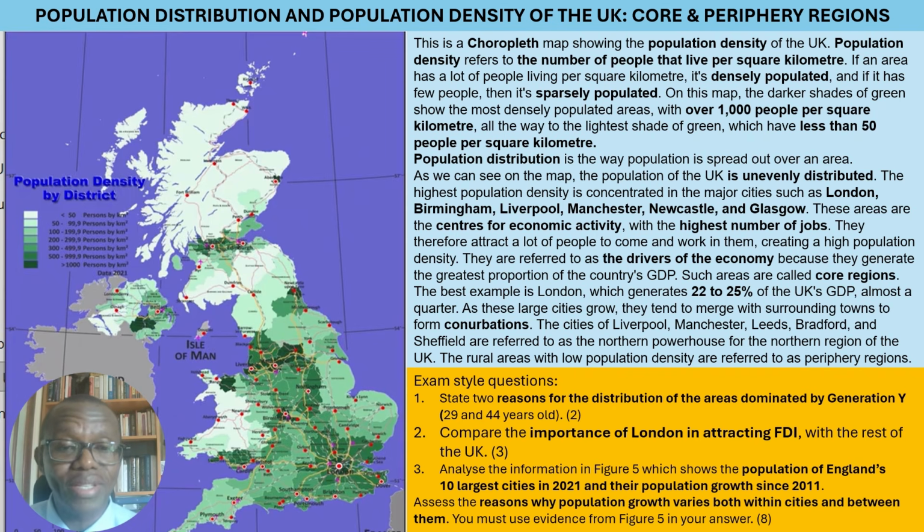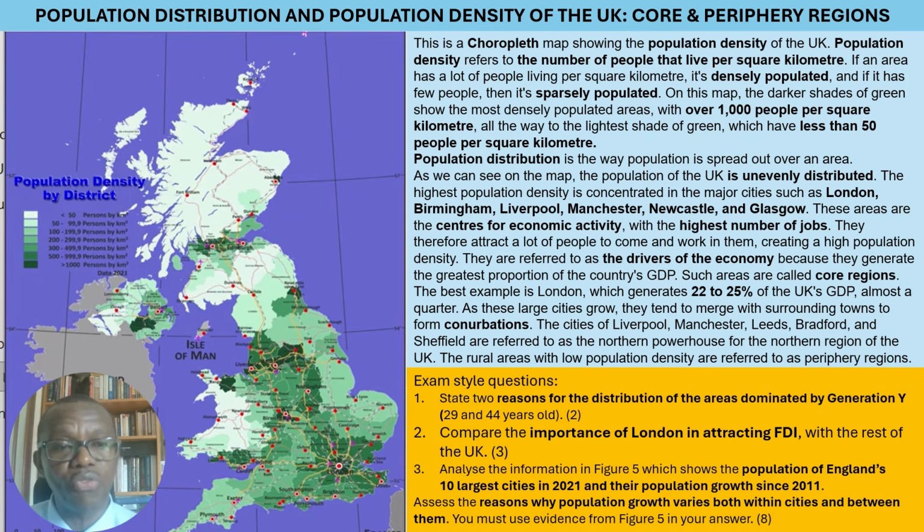This choropleth map here shows places that have got a population density of over 1,000 people. And as you can see, because it's a choropleth map, that is shaded in a dark shade of green, and then the color continues to lose its darkness until we get to the least densely populated areas, which have under 50 people per square kilometer. Those are the ones that are in the lightest shade of green.